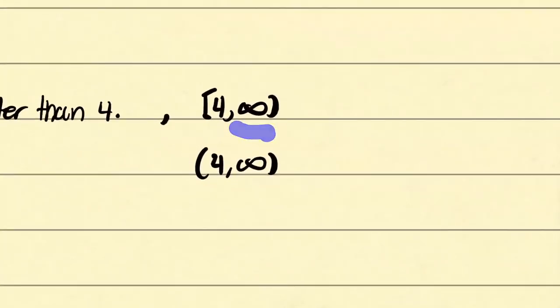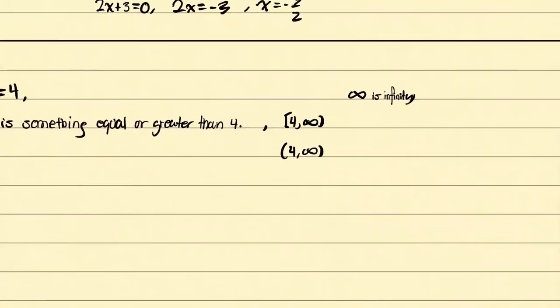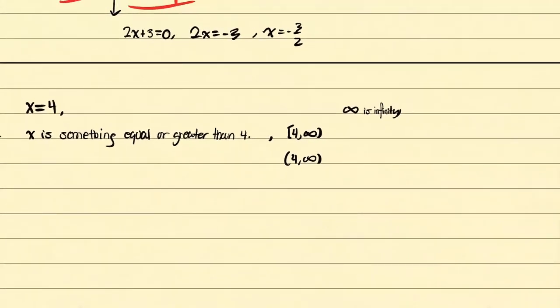Does everyone know what this symbol is? It's infinity, meaning there is no largest value it can take. If x is greater than or equal to 4, it could be 5, it could be 6, it could be 7 quintillion. It could be as big as I want, meaning there is no largest value it can attain. This is why we write infinity for the upper bound. So this bracket means inclusive of 4, so equal or greater than 4. This would be strictly greater than 4.